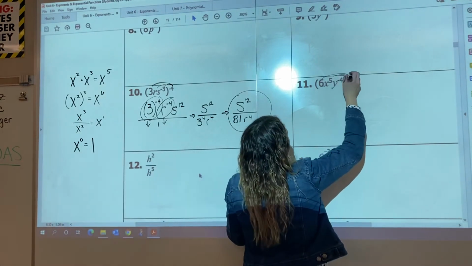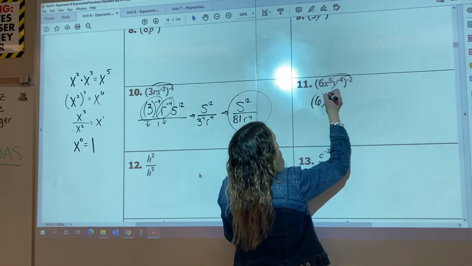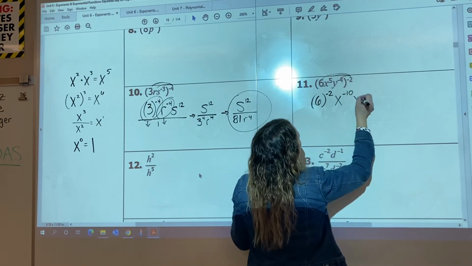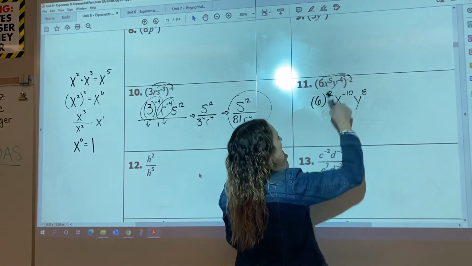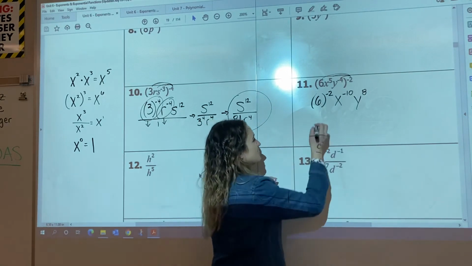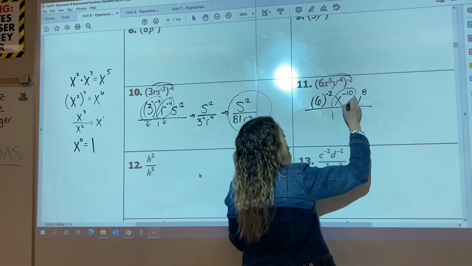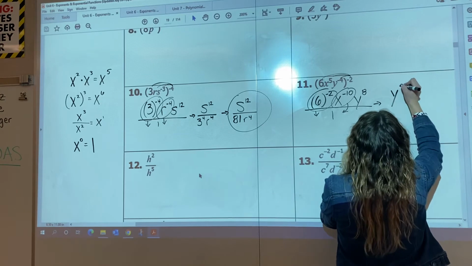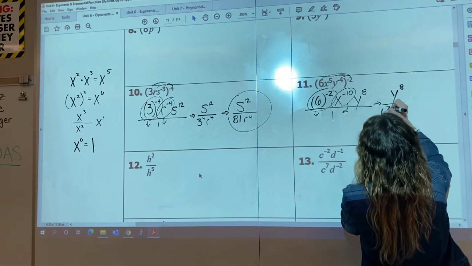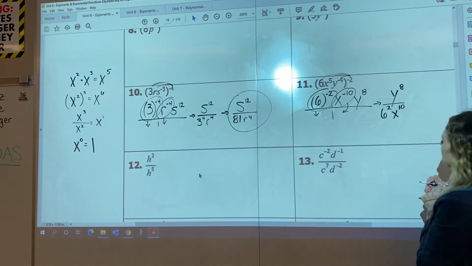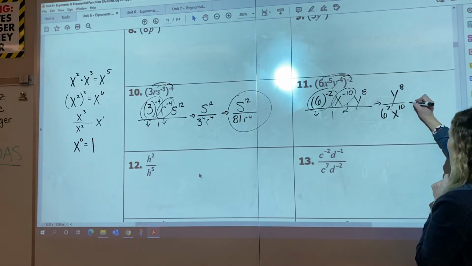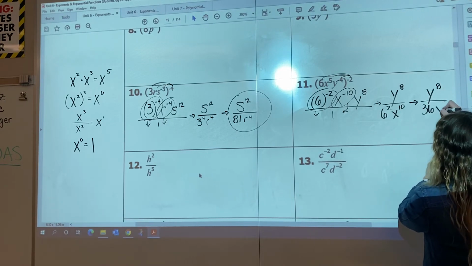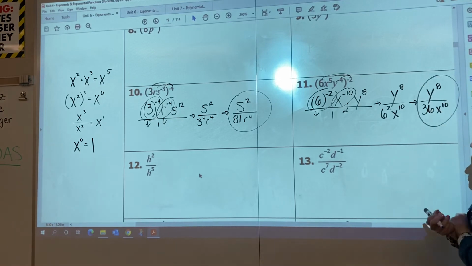Very similarly, we have number 11. We're going to distribute that to everything, giving us 6 to the -2nd power, x to the -10th power, y to the +8, because negative times a negative gives me a positive. Next, we need to move whatever is negative. This guy's going down, as is this one. So on top, I still have my y to the 8th, but on the bottom, I have 6 squared, x to the 10th. I just want to simplify 6 squared, and I think 6 times 6 is 36. So I get y to the 8th on top, 36, x to the 10th on the bottom.